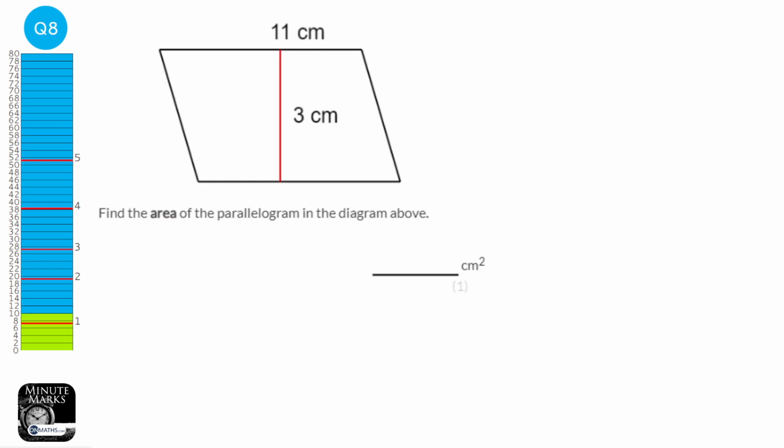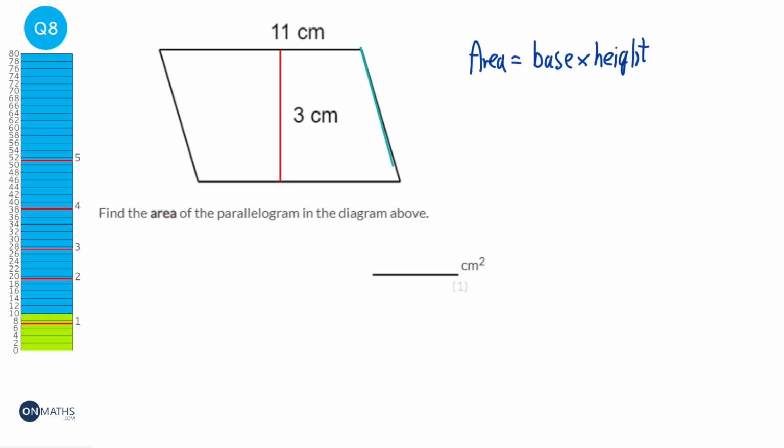To find the area of a parallelogram, we use a simple formula, which is the area is the base times the height. Now the base and the height must hit each other at 90 degrees. So this length here is not counted as the height because it doesn't hit the base, which is here, at 90 degrees.